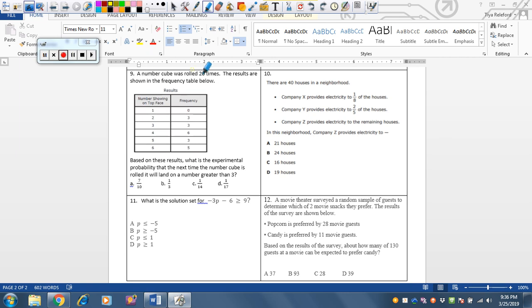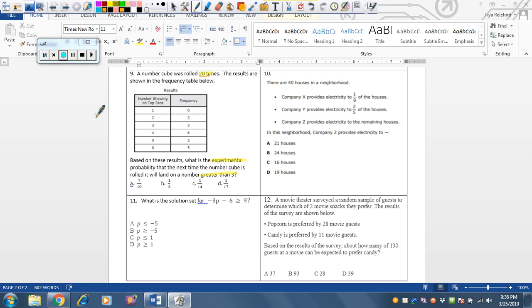Number 9 says a number cube was rolled 20 times. The results are shown in the frequency table below. Based on these results, what is the experimental probability that the next time the number cube is rolled, it will land on a number greater than 3? Here's the trick. When we see number cube, we're like 1, 2, 3, 4, 5, 6. But they've already rolled it. It's an experiment. You have to use what they have.